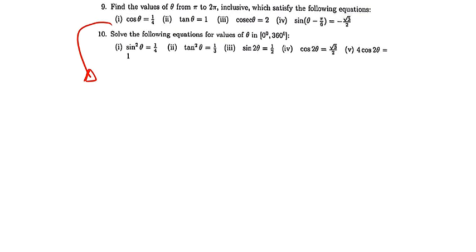Look at that. Cosine of theta is equal to 1 over 4. So if you're not yet introduced to the inverses of trig, this is where they come in. They are cosine inverse. So the inverse of cosine is cosine inverse. So we'll use that to find the first answer.